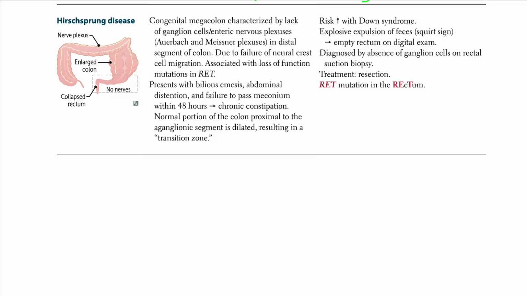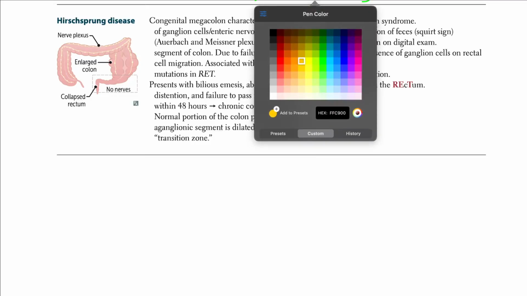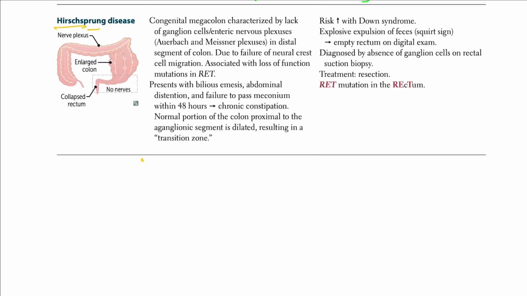So, let's talk about Hirschsprung's disease. It is a congenital megacolon characterized by lack of ganglion cells, enteric nervous plexus, both of them, the Auerbach and the Meissner's.